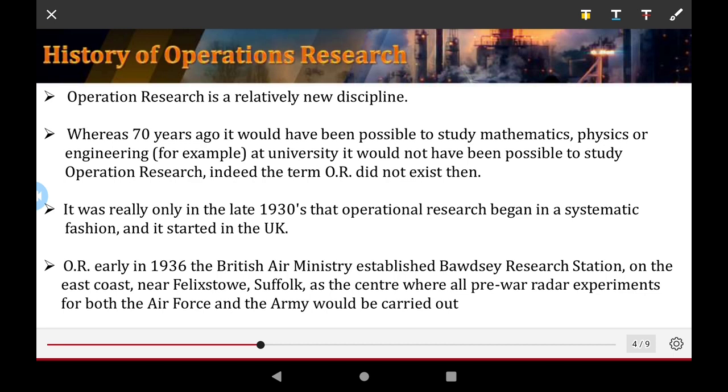Some of the scientists worked near the centers with all the radars, where all the pre-war experiments for both the Air Force and the Army would be carried out. Some of this operation research was also applied by the British government in 1936 to air military systems and airports. This is the experiment of operation research in which both the air force and the army were involved.